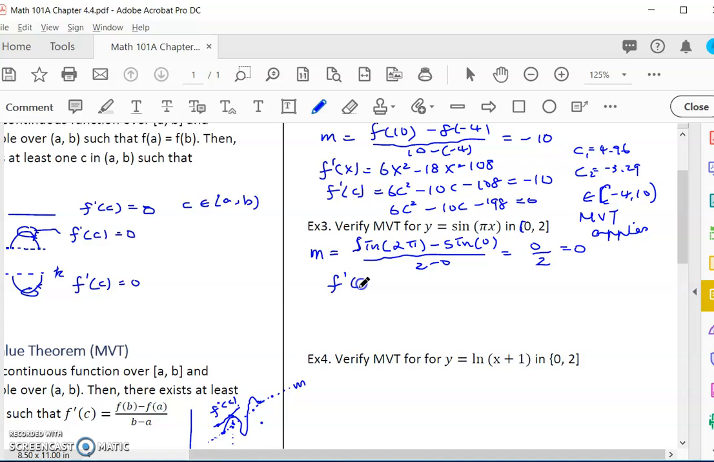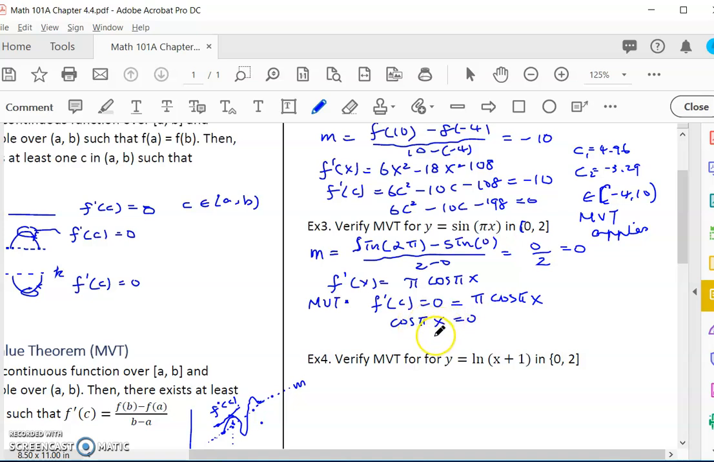So let's see, what is f prime? f prime of x is the derivative of the original function. Using the chain rule, it would be pi cosine pi x. What does the mean value theorem guarantee? There must be an f prime of c equal to 0, so 0 equals pi cosine pi x. It is 0 because the slope is 0. So can I solve this? Well, actually, it is solvable. That just means cosine pi x is equal to 0.